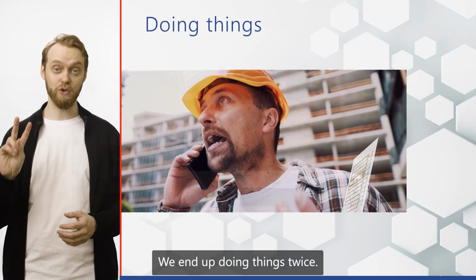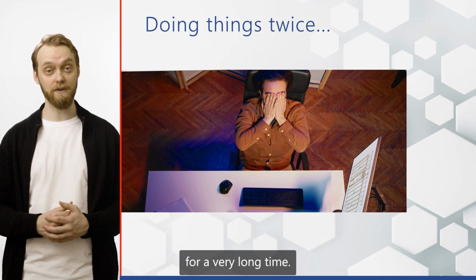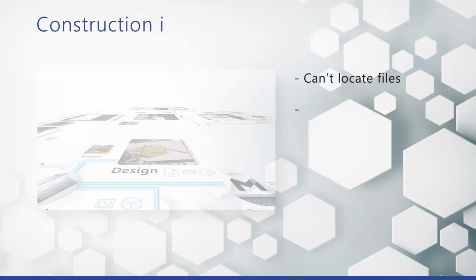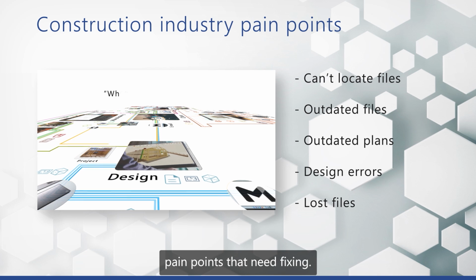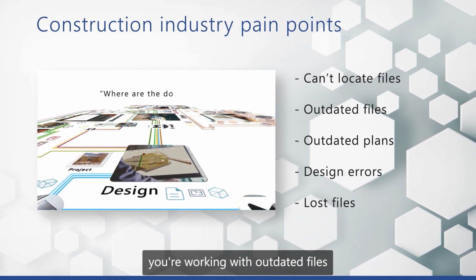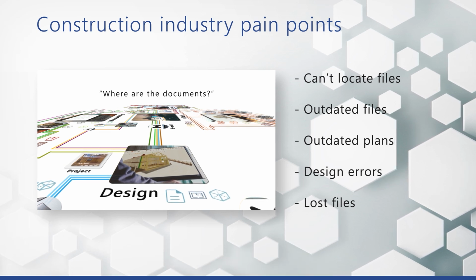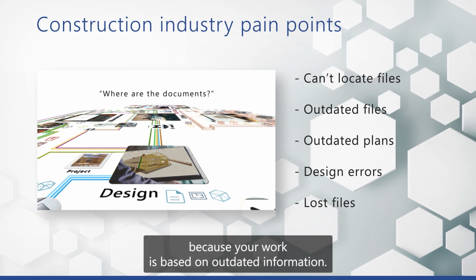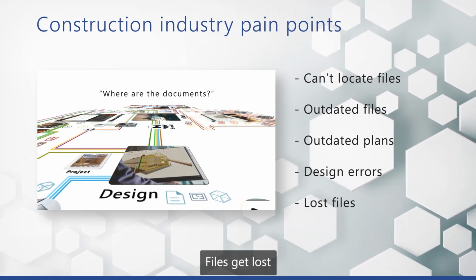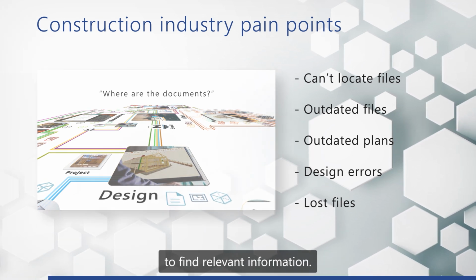We end up doing things twice, and we've been doing things twice over the lifespan of our projects for a very long time. Here's a list of industry pain points that need fixing. You can't locate files, you're working with outdated files, you're manufacturing or building with outdated plans, you run into design errors because your work is based on outdated information. Files get lost and delays happen because it's difficult to find relevant information.